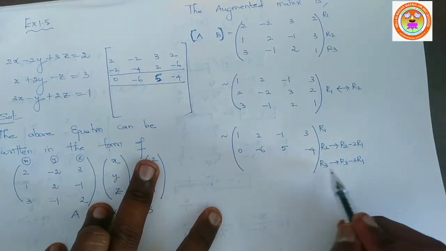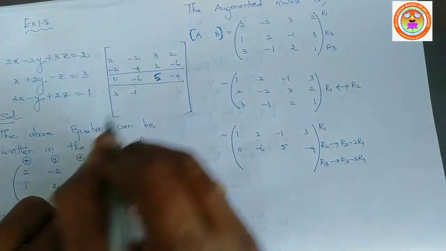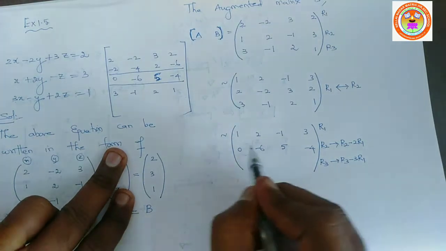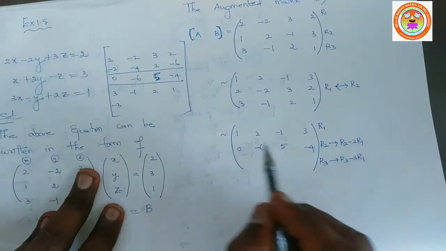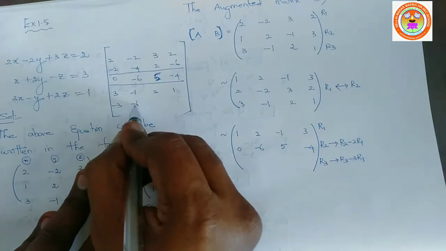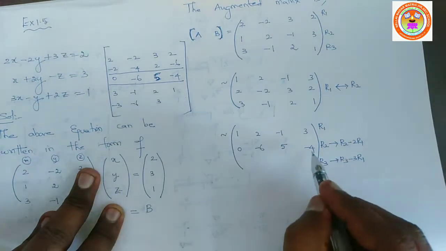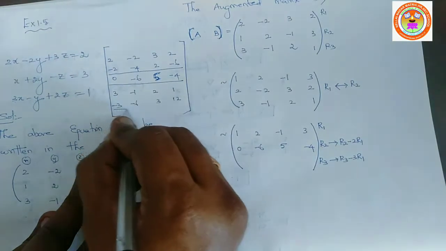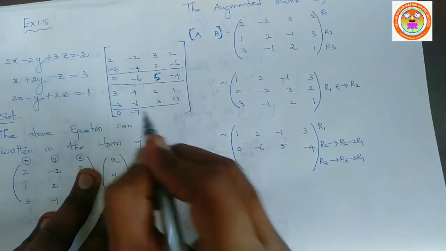Next write R3 tends to, write R3 as it is. 3 minus 1, 3, minus 1, 2 and 1. Multiply R1 into minus 3. 1 into minus 3 is minus 3. 2 into minus 3, minus 6. Minus into minus plus, 1 into 3, 3. Minus into minus plus, 4 3s are 12. 0, minus 1, minus 6, which gives us minus 7.